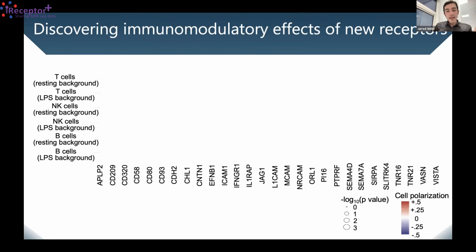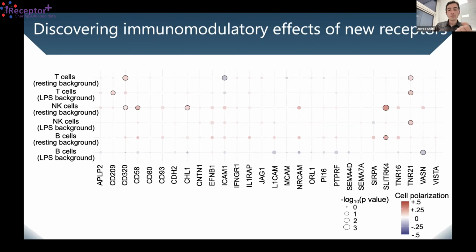We could then take this panel of different receptors that we found novel interactions for, stimulate them across different lymphocyte sets in this particular example, and find new immunomodulators, like this example of SLITRK4, which is quite interesting, that could quite potently activate NK cells, and to some extent B cells when they're in a resting background, not having been activated before, as well as some of these other phenotypes that you can extract out that you wouldn't have otherwise guessed, right?